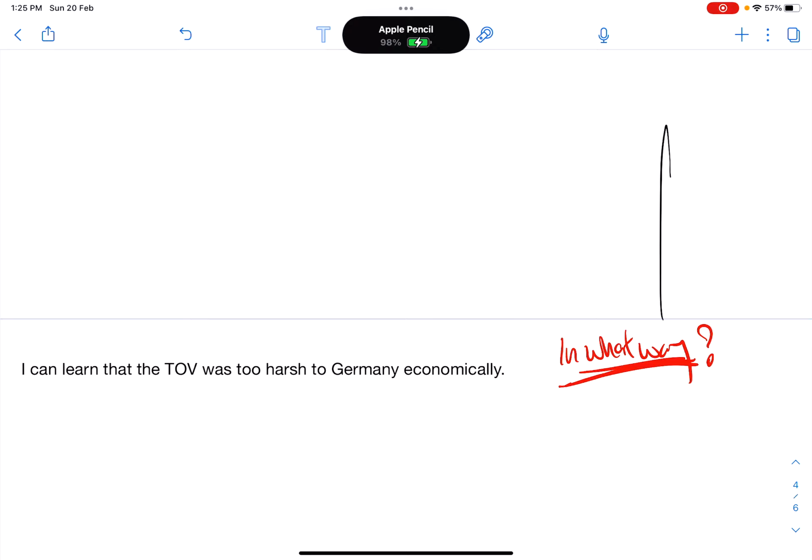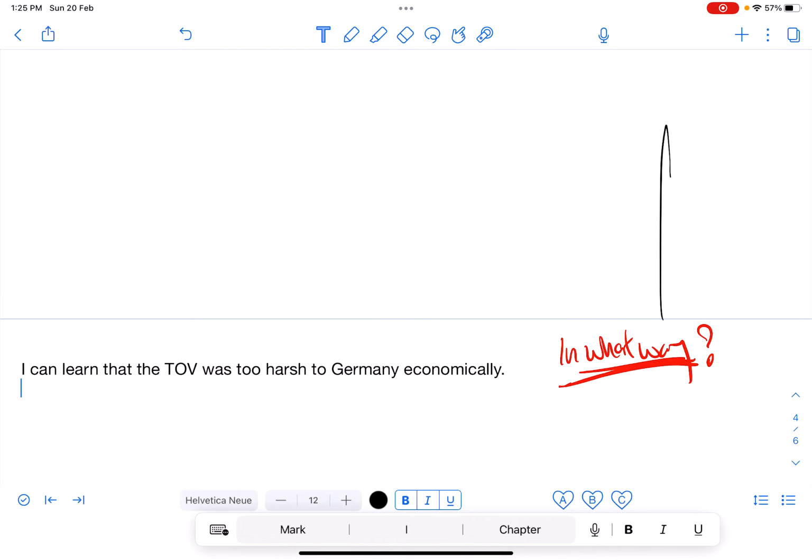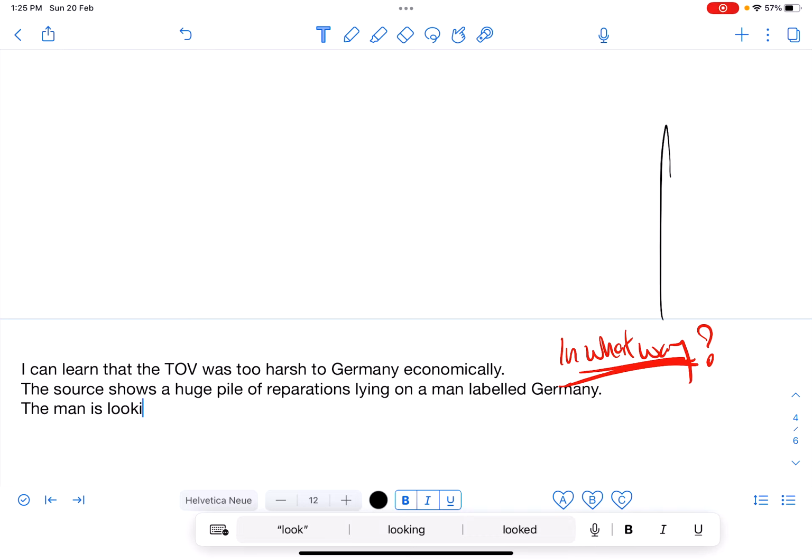Okay, moving on. Now I'll go on to my evidence. So I'll say the source states. Okay, evidence, just need to list every single thing. Right, so first thing is a huge pile of reparations, because this is the focus, right? Lying on a man labeled Germany. All right, the man is looking hopeless.